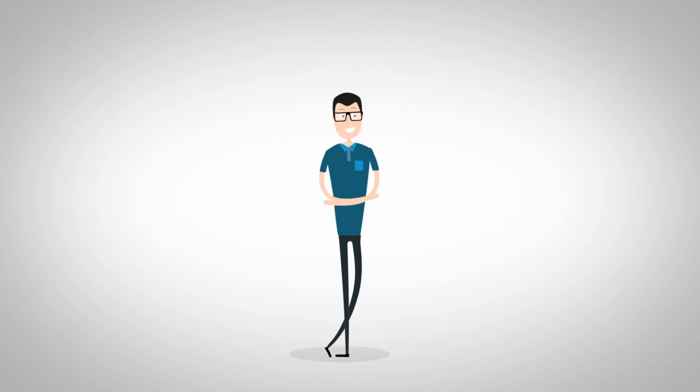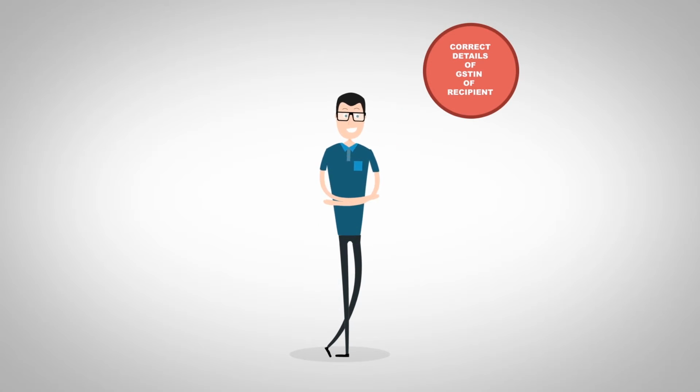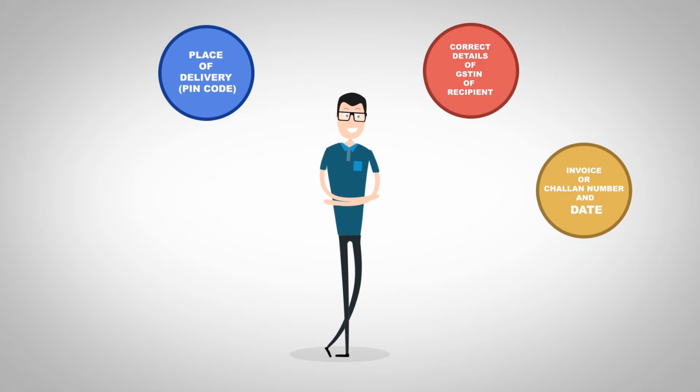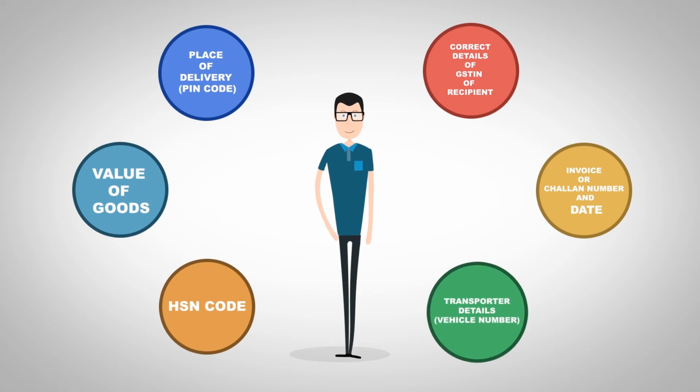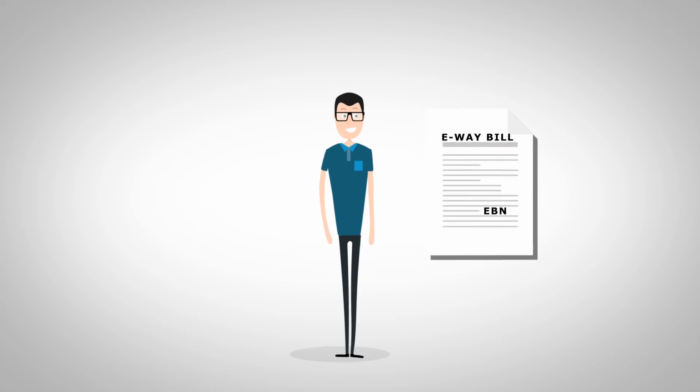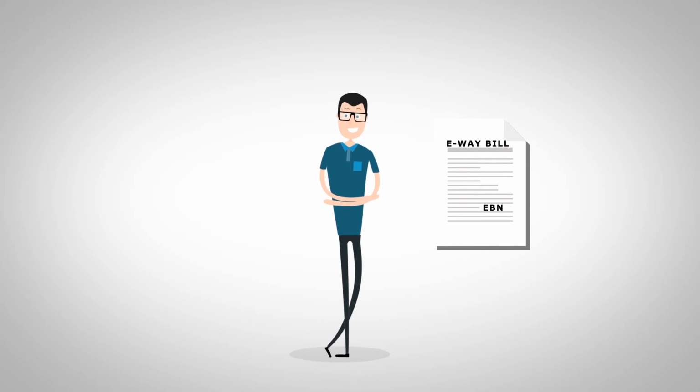In order to generate EBN, one needs to provide correct details of GSTIN of recipient, place of delivery, that is PIN code, invoice or challan number and date, value of goods, HSN code, and transporter details, vehicle number. Moreover, validity of EBN depends on the distance to be traveled by the goods.